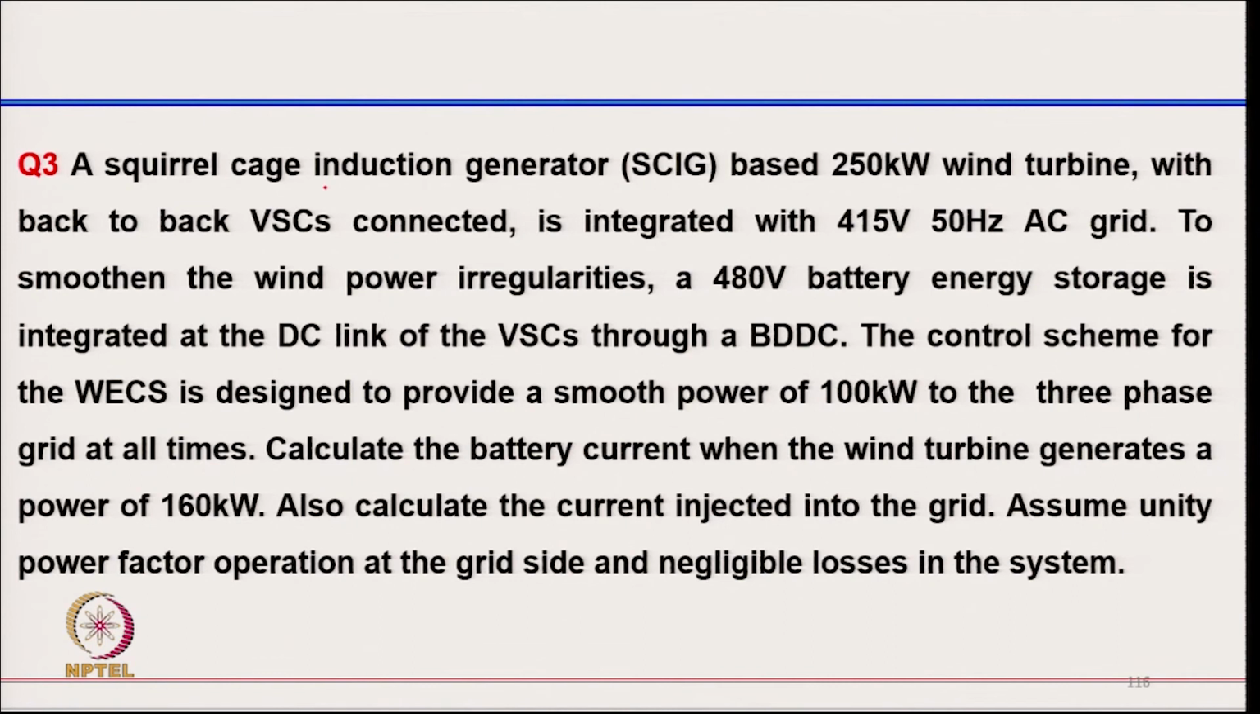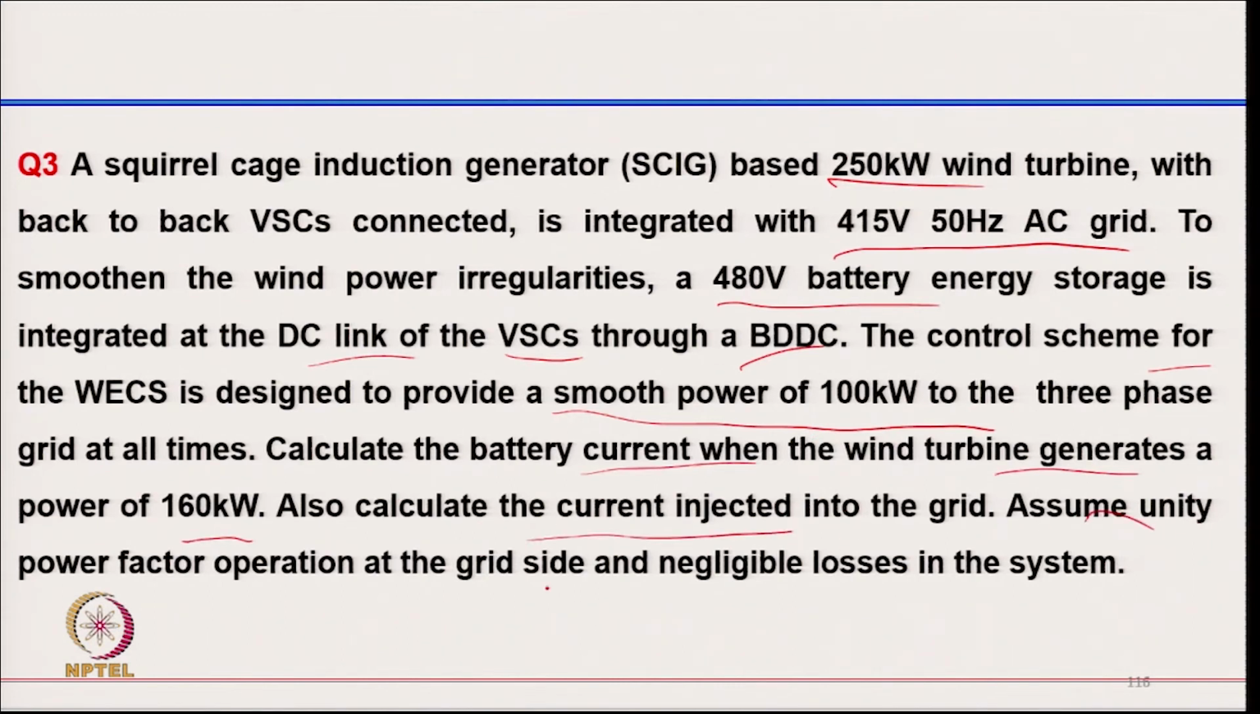So, coming to a third example, a squirrel cage induction generator based 250 kilowatt wind turbine with the back to back connected converter is integrated to 415 volt 50 hertz supply. To smoothen the wind power irregularity, a 48 volt battery energy storage system is integrated at the DC link of the voltage source converter through a bidirectional DC-DC converter, and the control scheme for the wind energy conversion system is designed to provide a smooth power of 100 kilowatt to the 3-phase grid at all times. Calculate the battery current when the wind turbine generates the power of 160 kilowatt. Also calculate the current injected into the grid, assuming unity power factor operation on the grid side and negligible losses.